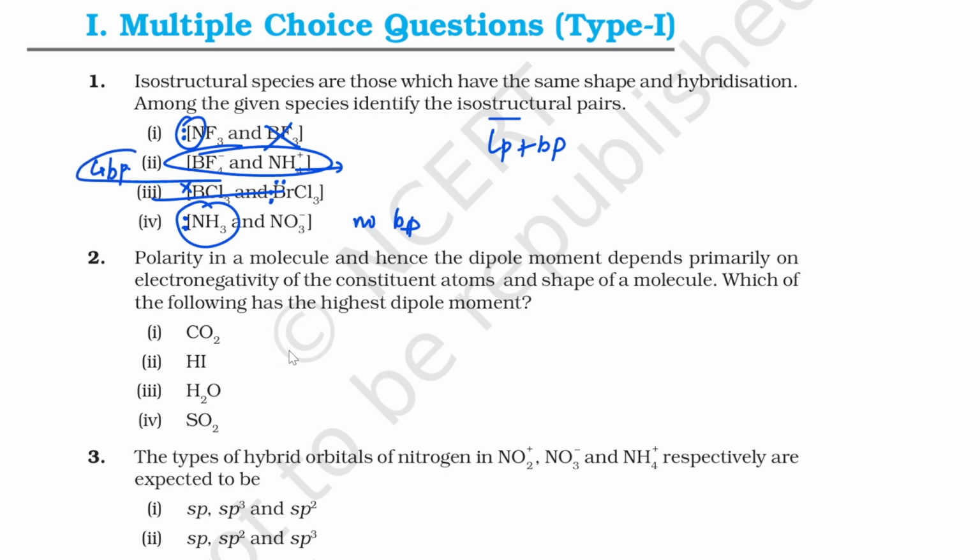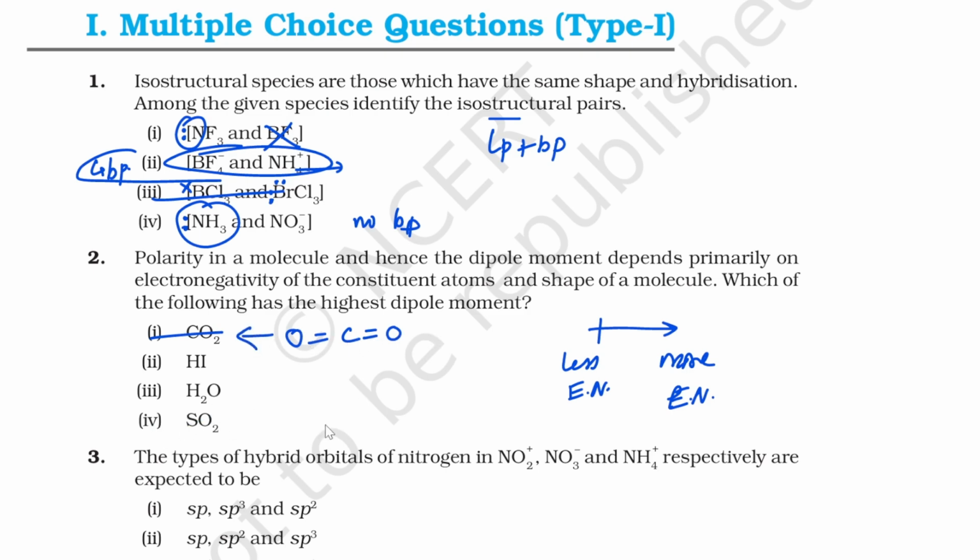Polarity in the molecule and hence the dipole moment depends primarily on electronegativity and shape of molecule. ठीक है. You know this idea, right? This is the direction if you have a less electronegative element over here and more electronegative element over here. दूसरी चीज़ ये कि अगर you have a lone pair of electrons, then well the direction is always going to be there.